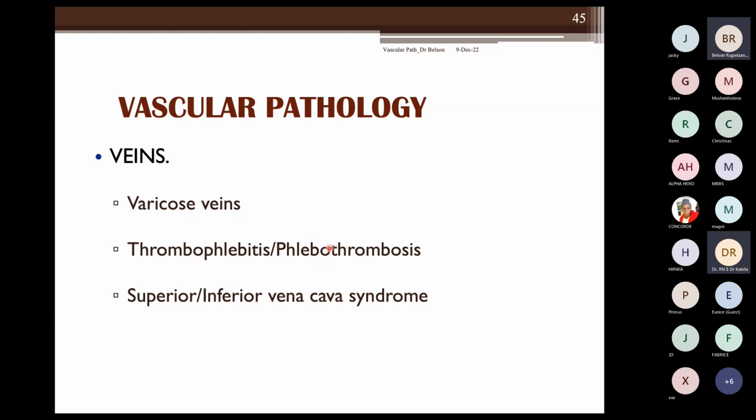Ahangaha ni opposite. Habanje phlebitis ikurikirwa na thrombosis. So ijambo ryabanje agace k'ijambo kabanje gasobanura what came first. So phlebitis here came before thrombosis. So phlebitis caused the thrombosis. While in this scenario here, the thrombosis is the one which induced the inflammation, the phlebitis. So we have also superior vena cava syndrome and the inferior vena cava syndrome.